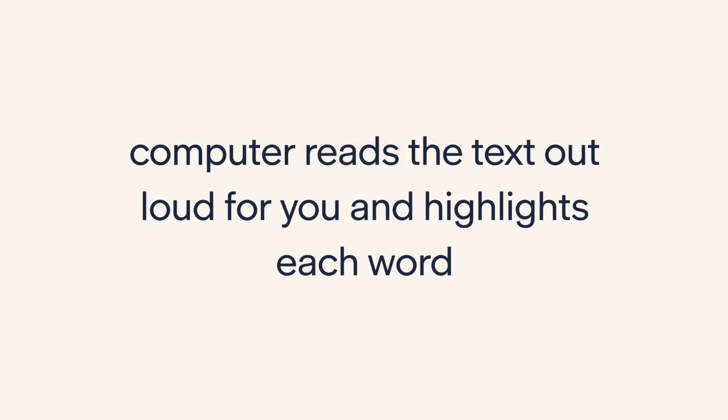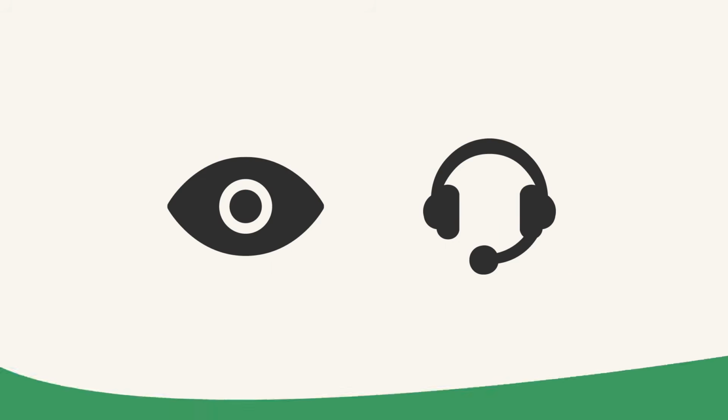That might be using your eyes, like reading a typical book, using your ears, like listening to an audiobook, or using text-to-speech. That's where a computer reads the text out loud for you and highlights each word. Or it could even be a mixture of both.